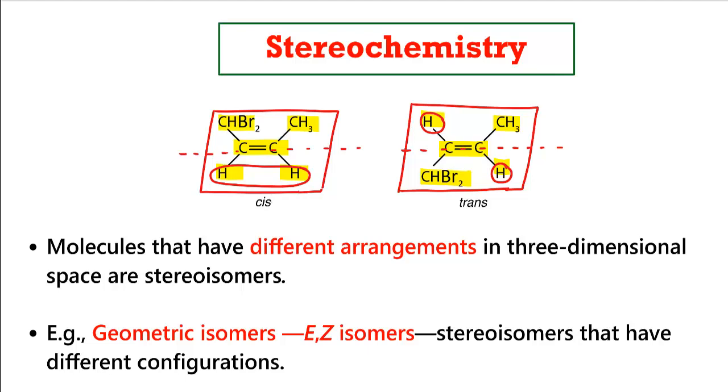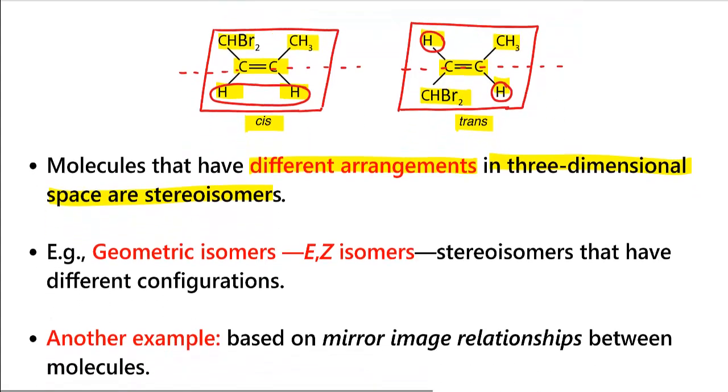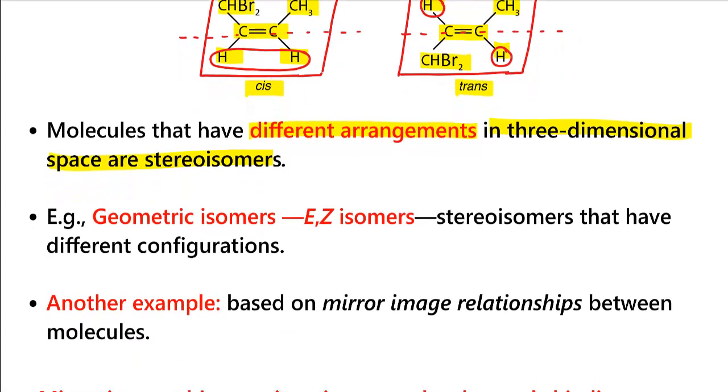This is a special case of stereoisomers, that is geometrical isomers, and in this case we have cis and trans isomers. So what we are saying is, molecules that have different arrangements in three-dimensional space are called stereoisomers. One example of stereoisomers is cis-trans isomers, also called geometrical isomers or E-Z isomers. So this is an example of geometrical isomers.